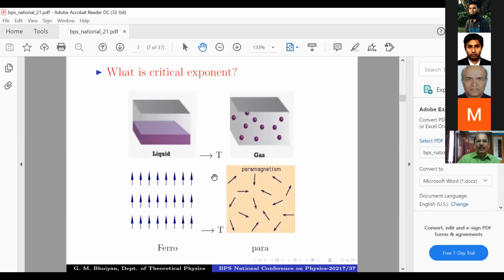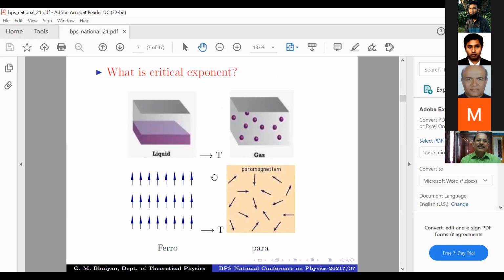Now let us move to the second question. Now, the third question of the introduction. In the introduction, we have a third question. What is critical exponent? You have heard the name of the critical behavior of the system and many things. And what is critical exponent and what is critical behavior?